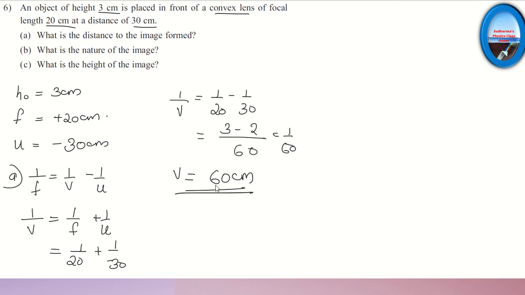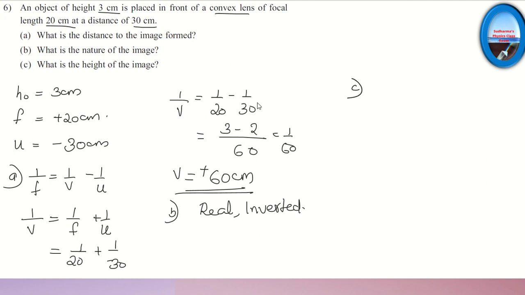So I'm getting a positive value for image distance, so definitely I can say that it is plus. When I get the image distance positive, it is going to be a real image. All the real images will be inverted.